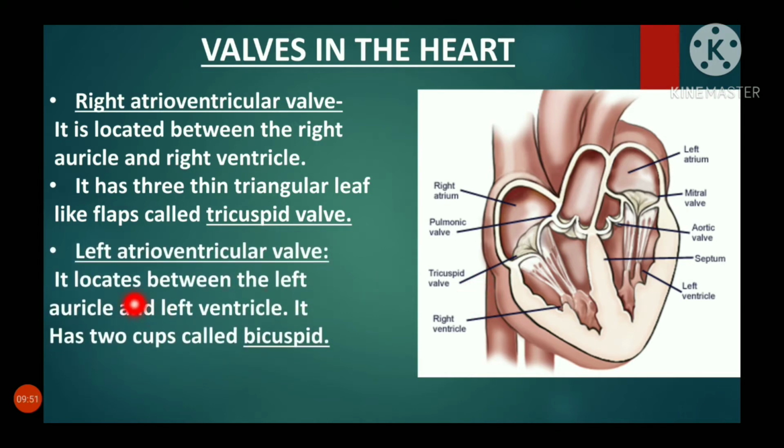Next is the left atrioventricular valve. It is located between the left atrium and left ventricle. It has 2 cusps, called bicuspid. It is also called the mitral valve. So it is having two cusps, so it is said to be bicuspid.